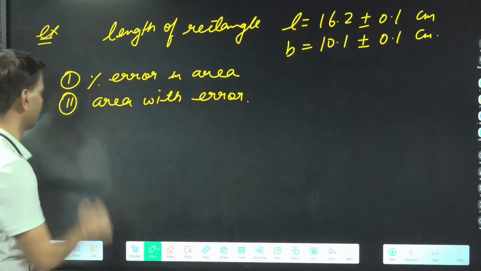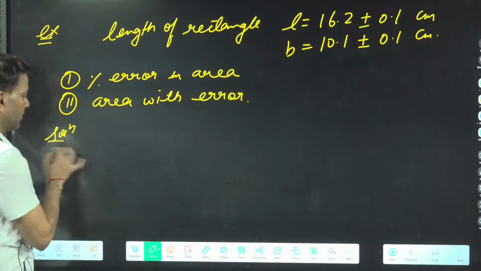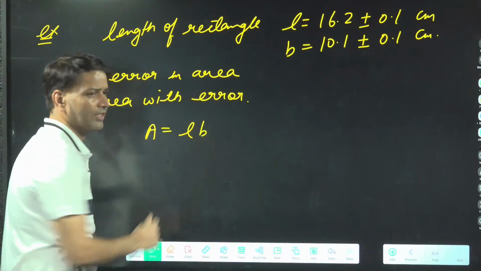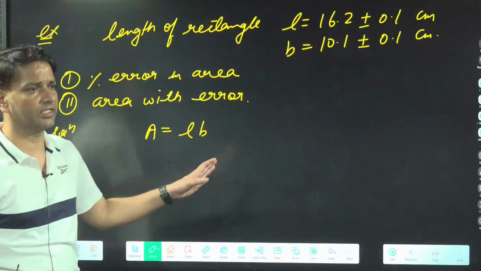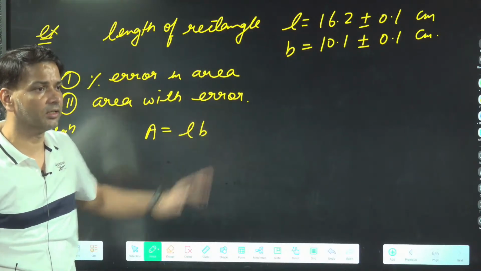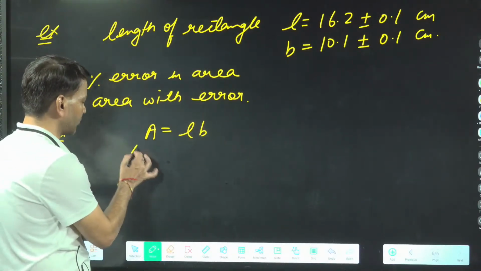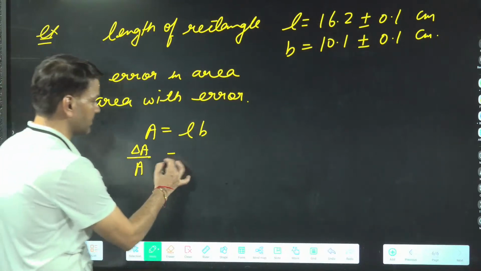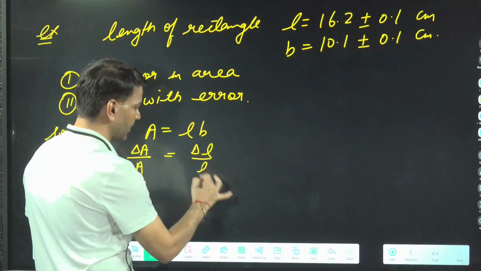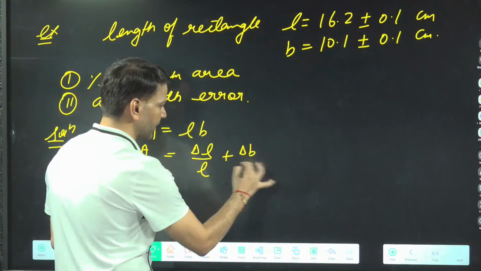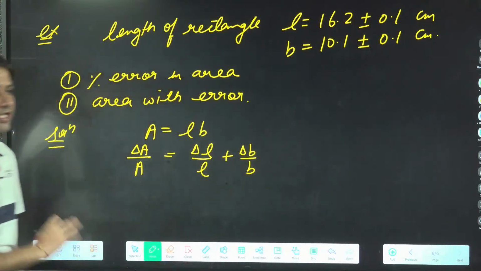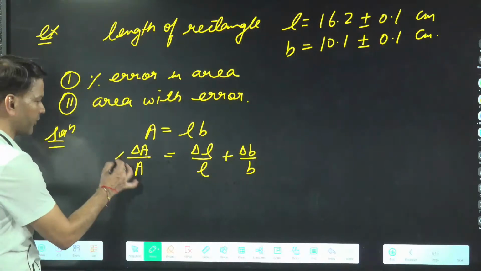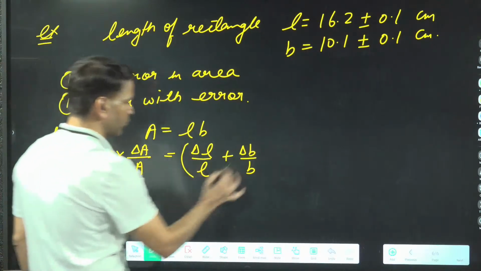Length into breadth. So area I can write as A is equal to L times B. When there is a product or division, we first calculate the fractional error. So how can we calculate the fractional error? Delta A by A can be written as delta L by L plus delta B by B. This is the fractional error in the area. For the percentage error, what we do? We multiply by 100 on both sides.